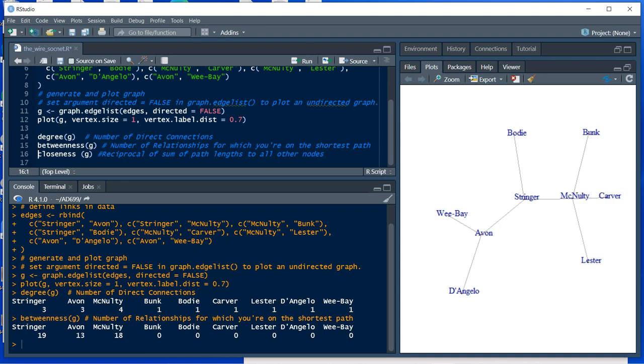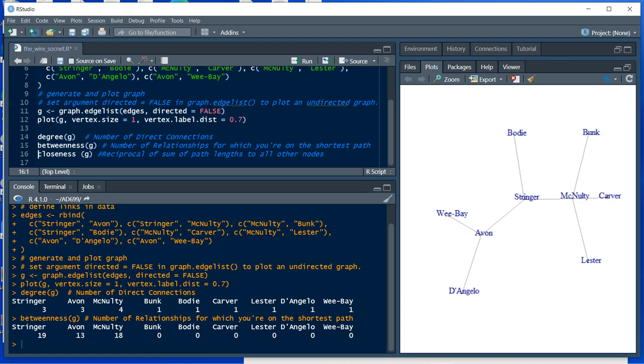So for Weebay, what we know is that anyone who Weebay goes through is going to have to flow through Avon. And you might be thinking, well, wait a minute, why is it 13? Why isn't it 14? Well, we don't double count the relationship between D'Angelo and Weebay. Remember, it's an undirected network, not a directed network, so we can't double count any relationship. So if I say for D'Angelo there's 7, for Weebay you could say there's also 7, yeah, but one of them was already spoken for when we counted D'Angelo's connections. So that is why that number is 13.